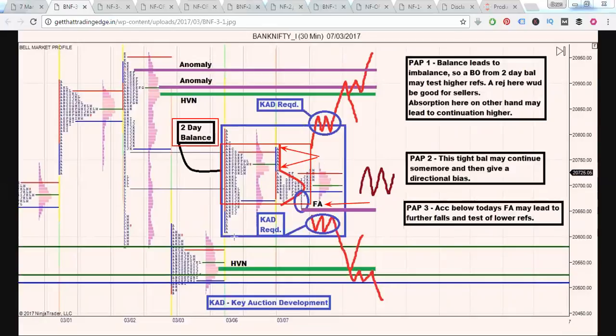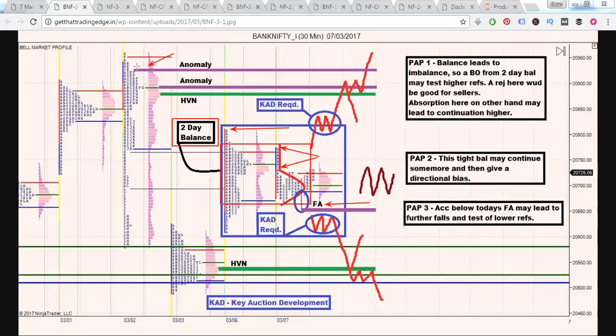So in auction market theory, a balance is always followed by an imbalance. Looking at the auction paths, again, we might continue this balancing activity for a while and then start the imbalance phase, or straight away the buyers may take control of this auction, and if they open the prices higher around this high, yesterday's high, the 6th of March high, if we start finding some acceptance, that is the key auction development required. If we get that, then there is a possibility of testing all these higher references.